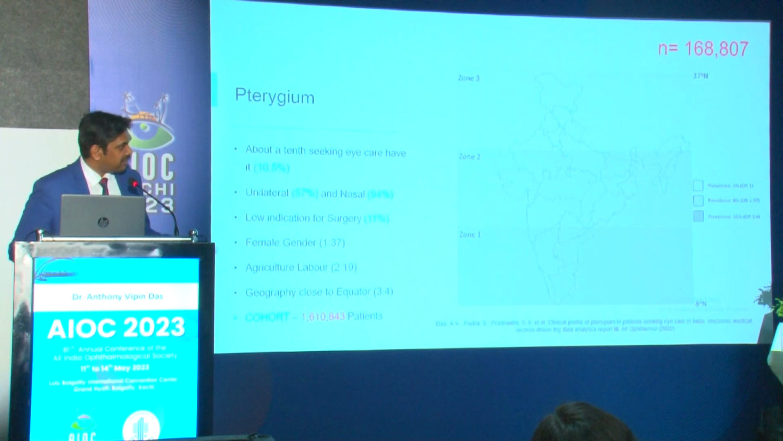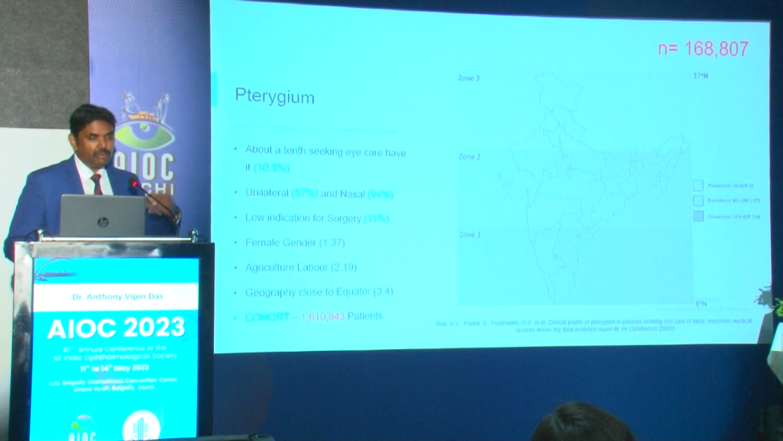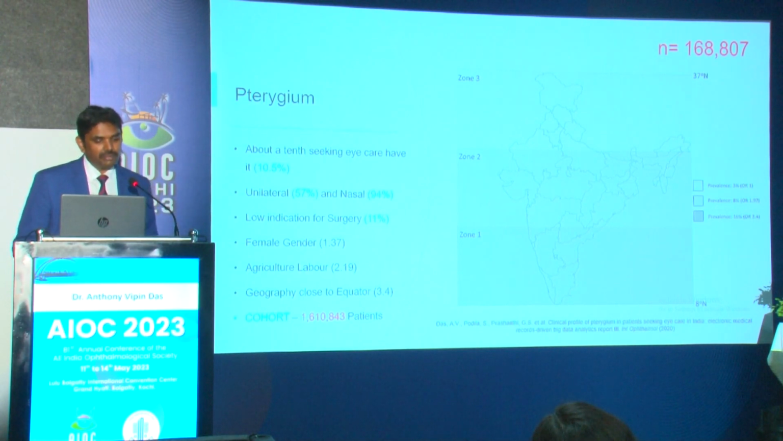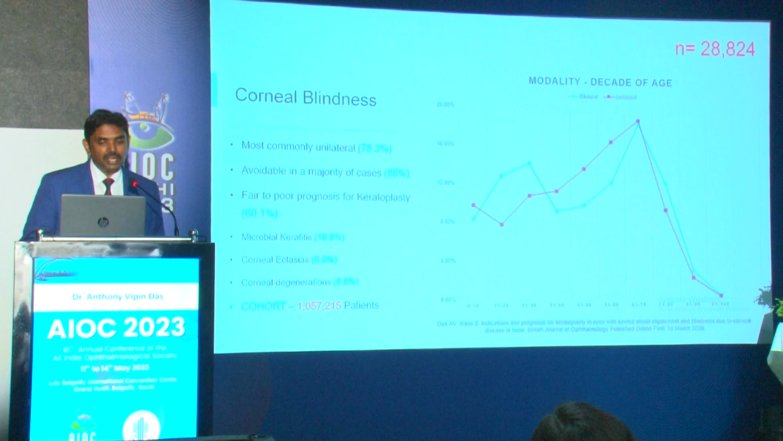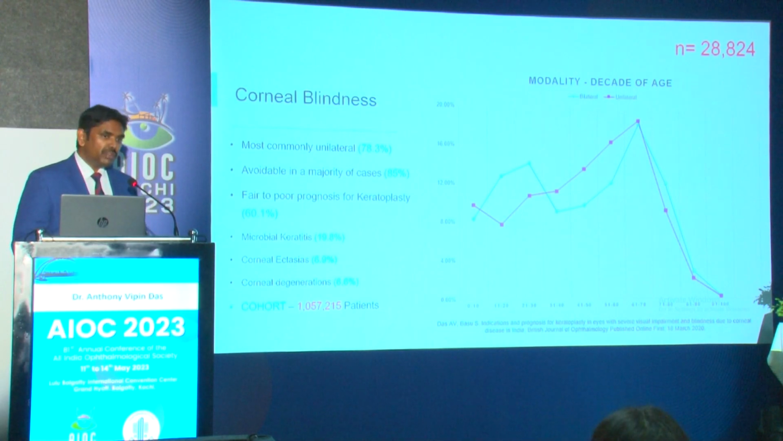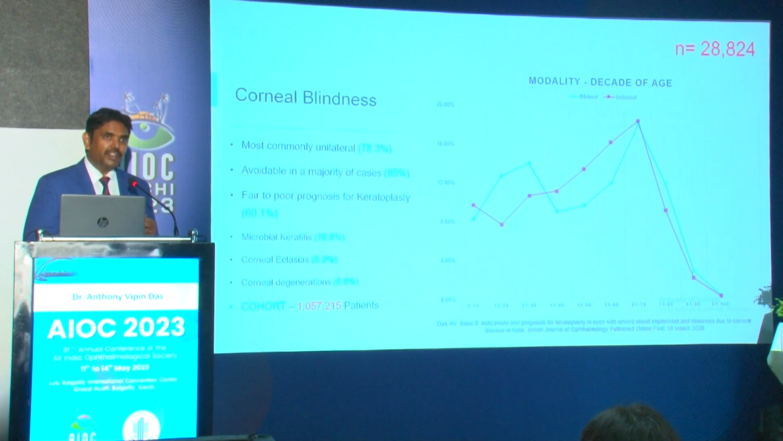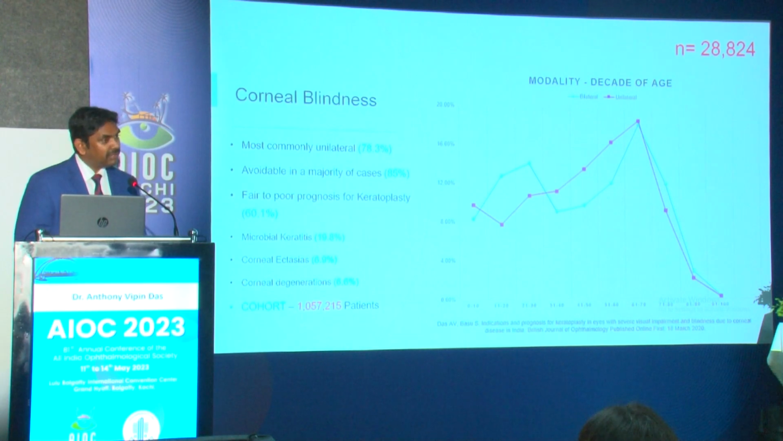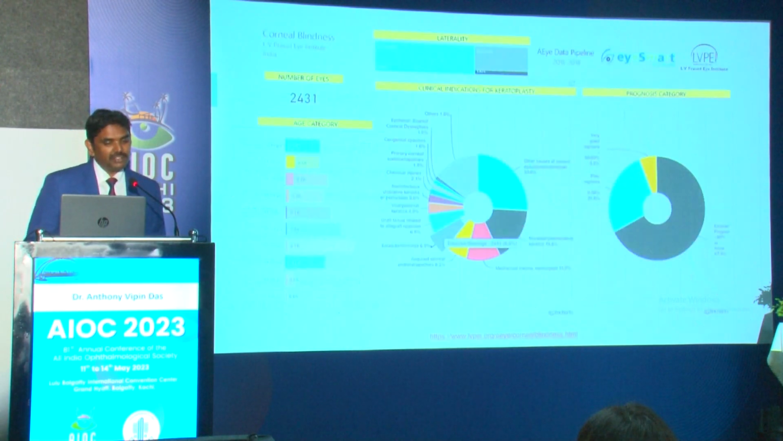We looked at the risk factor of how being close to the equator affects the development of a condition which is pterygium. We also looked at, if we do a corneal transplant, what is the prognosis? So using the Eye Bank Association of America, we looked at what were the indications for what we were doing keratoplasties. As you know, LVP is the largest keratoplasty center in the world, but to our surprise, we found that fair to poor prognosis for keratoplasty was seen in about 60% of the grafts that we were doing.